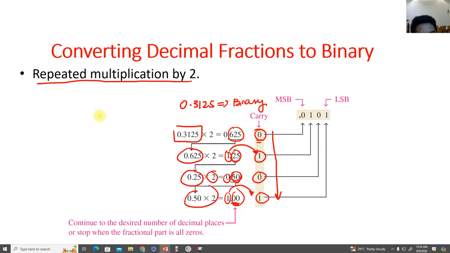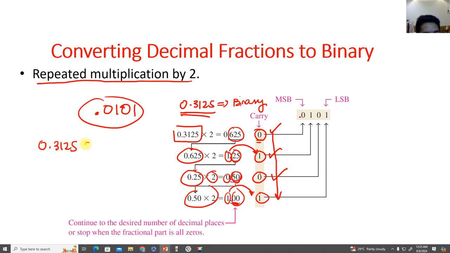Of course, it should be preceded by the decimal point because you are converting a decimal. So first it's the decimal point, and then you have this 0 here, and this 1 here, and then this 0 here, and 1 finally. So 0.3125 is equivalent to the binary 0.0101. So, repeated multiplication by 2.